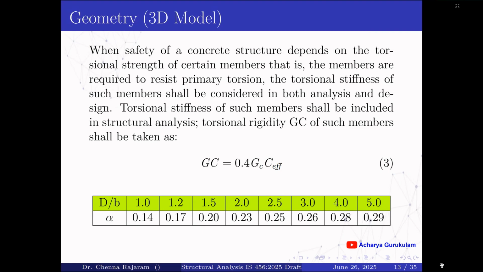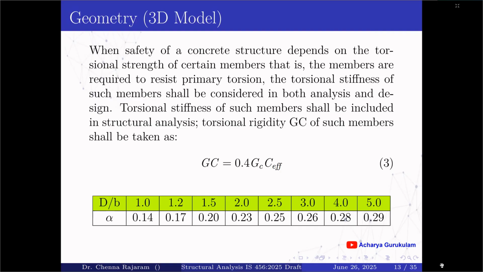where Gc is equal to the shear modulus, which is equal to Ec divided by 2 into (1 plus nu c), where nu is equal to Poisson's ratio. Ec is the modulus of elasticity, which is considered as 10,000 fck to the power of 0.3. In the earlier version of 456, that is IS 456:2000, the modulus of elasticity is considered as 5000 root of fck. Now it is changed into 10,000 fck to the power of 0.3. And the Poisson's ratio ranges from 0.12 to 0.2 for various types of aggregates.